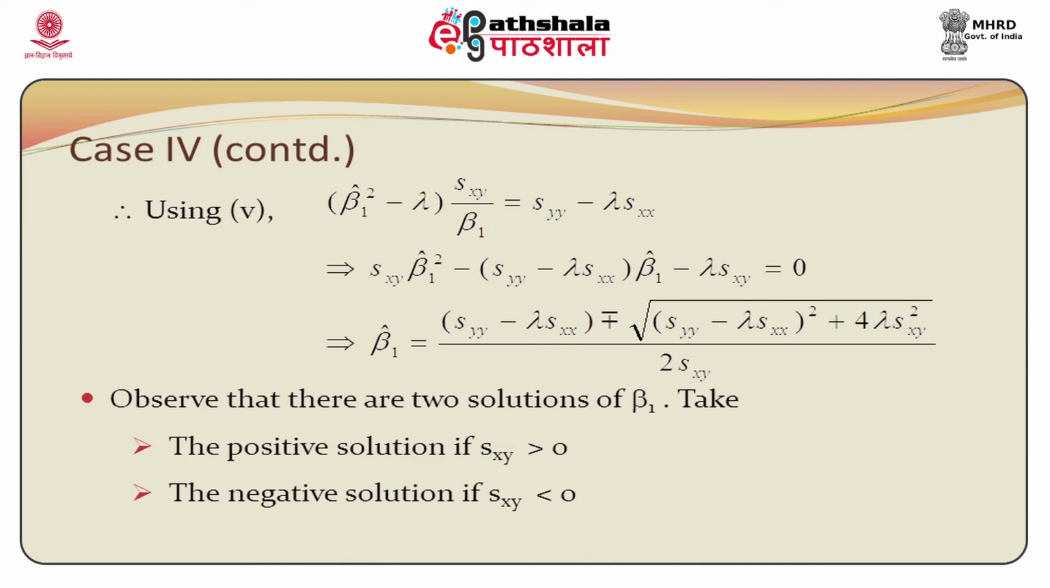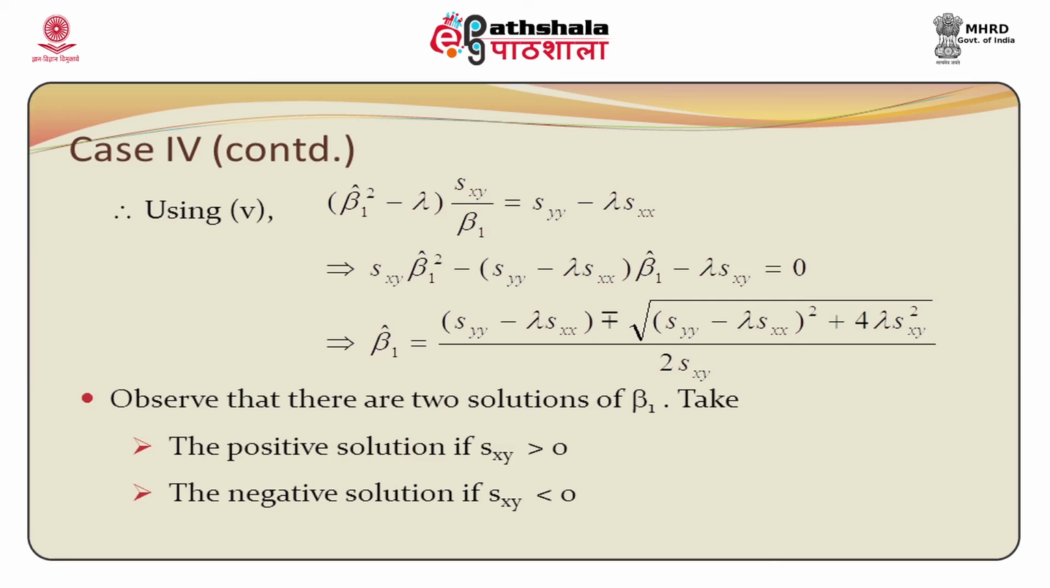We get estimates of beta 1, and this comes out as beta 1 hat is equal to, remember the formula, if you have a x square plus b x plus c equal to 0, then the solution is minus b plus minus square root of b square minus 4ac by twice a. So, in this case beta 1 hat would be (s y y minus lambda s x x) plus minus square root of (s y y minus lambda s x x) whole square plus 4 lambda s x y square, divided by twice s x y. So, we get two solutions.